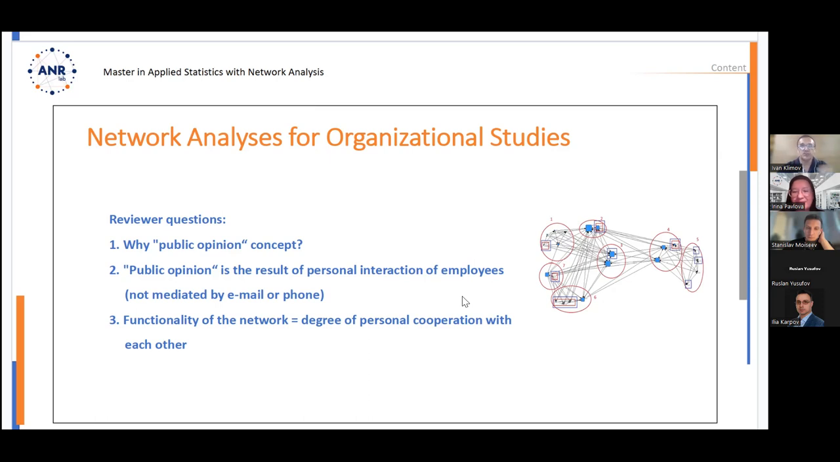Public opinion was defined as a result of personal face-to-face interaction of employees in the real physical space of the company. Then the author formulated that the functionality of the network is evaluated on the basis of the degree of personal cooperation with each other, not mediated by email or phone. So, do you understand the logic of the author? If an employee does not participate in personal interaction, it means he is not able to form public opinion in this department. And therefore, the functionality of the network and corporate interaction is reduced because of him.